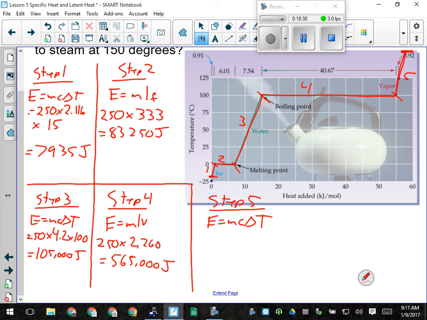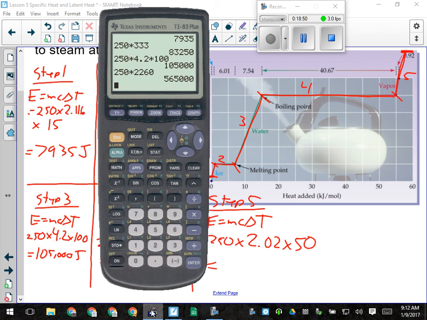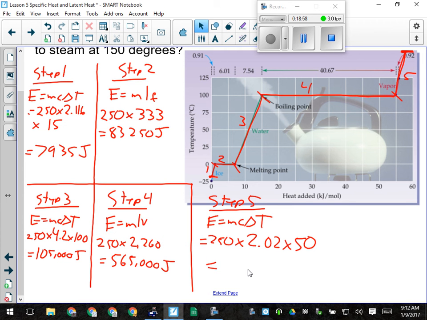And then lastly, I need to heat the steam that I now have because I've evaporated all the water. So 250 grams of steam times the specific heat capacity of steam, which is 2.02, and multiply that by 50 degrees Celsius. 25,250 joules.